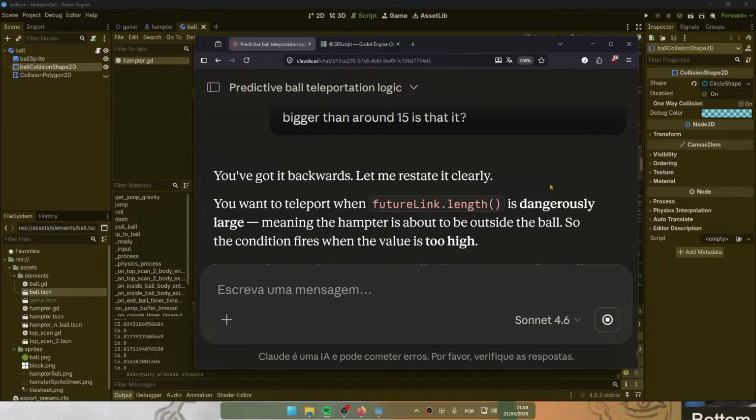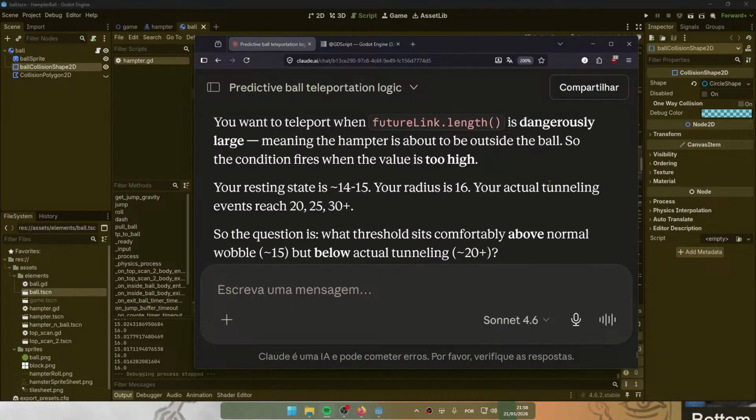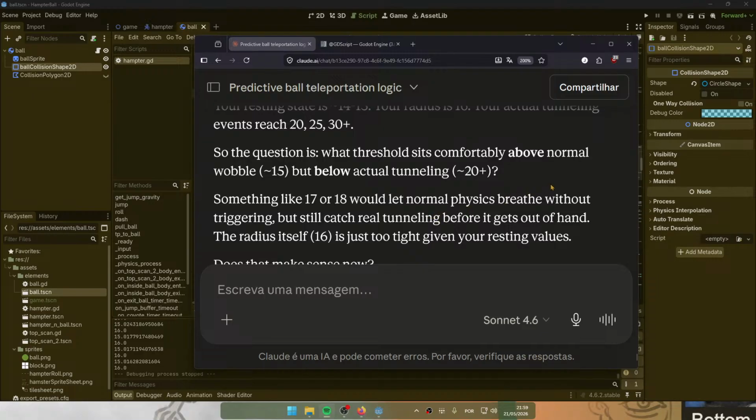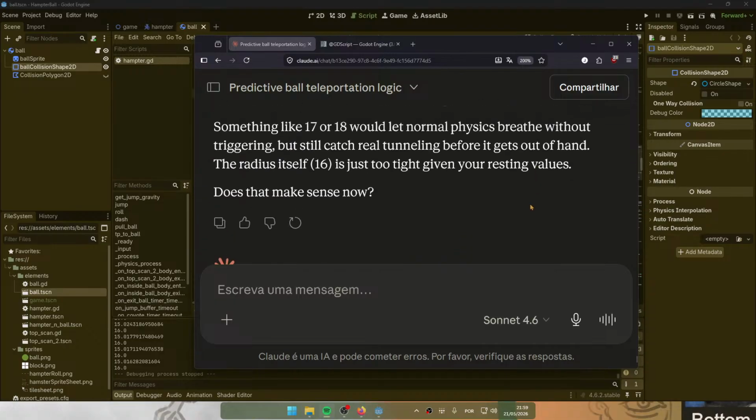You want to teleport when the ball is dangerously large, meaning the hamster is about to be outside the ball. So the condition fires when the value is too high. Your resting state is 14, 15. Your radius is 16. Your actual tunneling events reach 20, 25, 30. So the question is, what threshold sits comfortably above wobble but below actual tunneling? Something like 17 or 18 would let normal physics breathe without triggering, but still catch real tunneling before it gets out of hand. The radius itself, 16, is just too tight, even for your resting values. Does that make sense now?